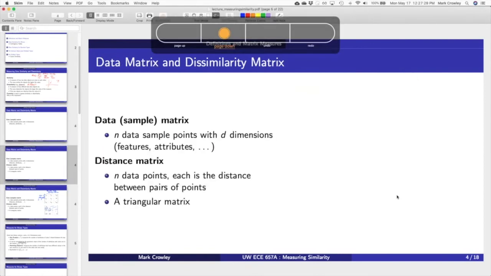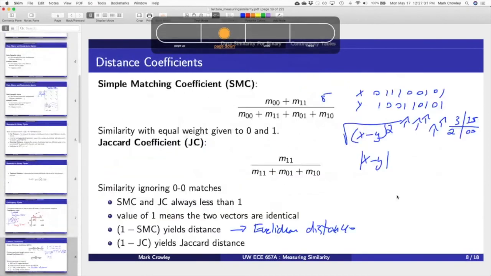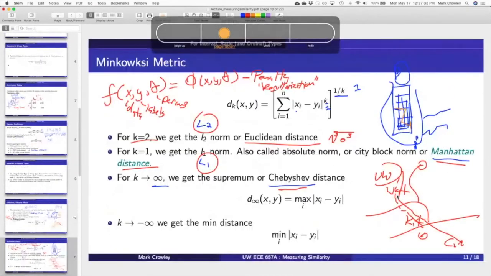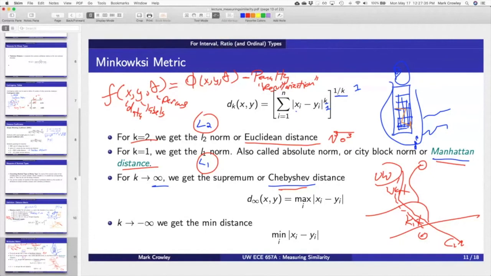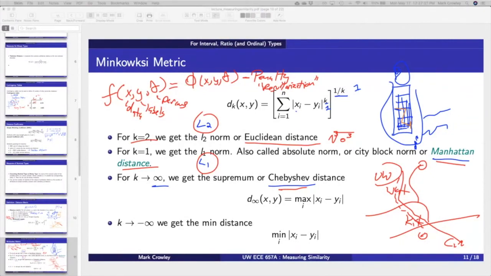Euclidean is this with a 2. Okay, so let's go back. Somebody wants to talk about kurtosis. We can look at that.